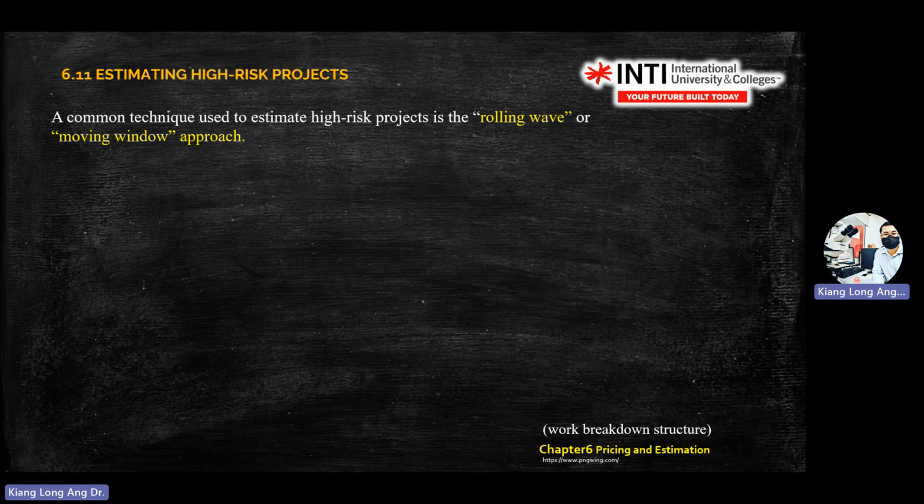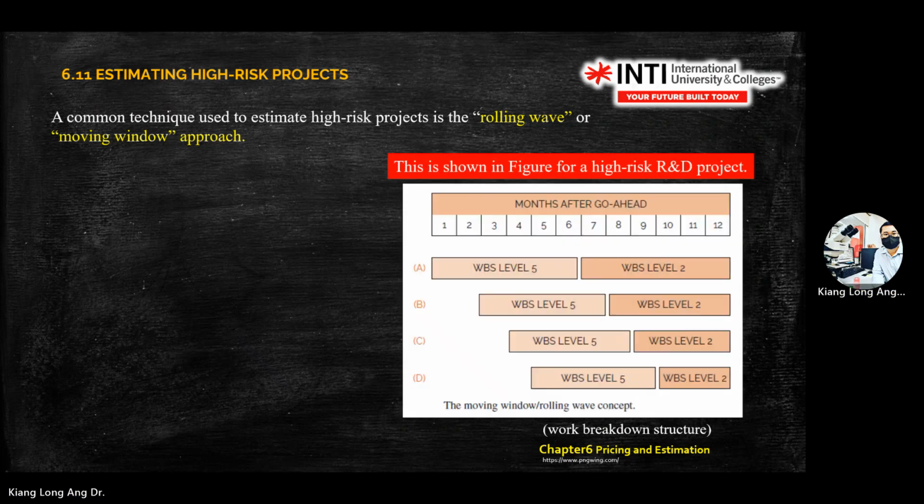So one technique they use to estimate high risk projects is called the rolling wave or moving window approach. What do I mean by rolling wave and moving window approach? This is a picture for a high risk R&D project. This is the first month until 12 months, and you have a lot of levels. For example, case scenario A, you have level 5 and then continue with level 2.